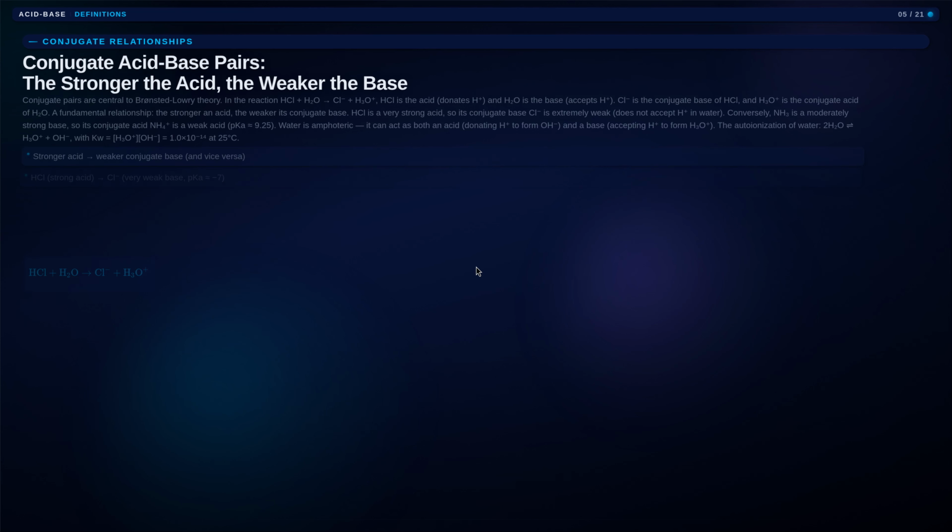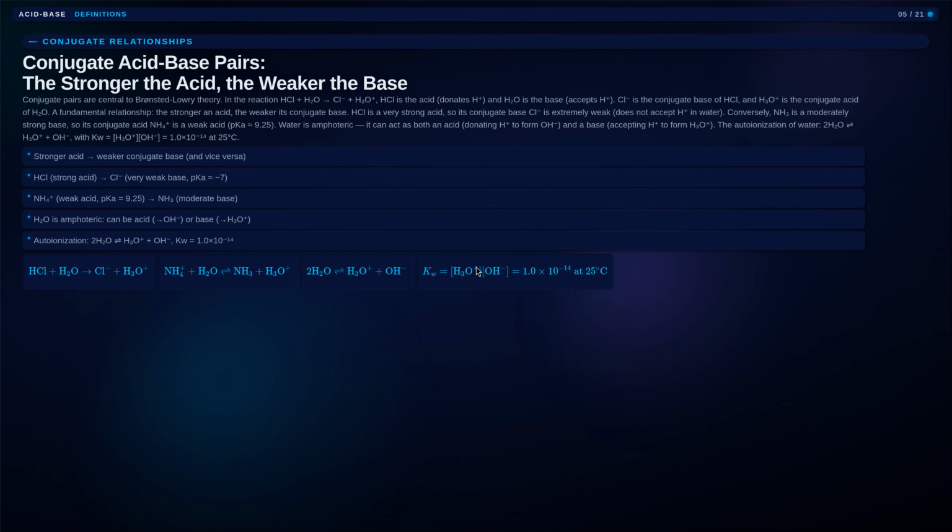Every Bronsted-Lowry acid has a conjugate base, and every Bronsted-Lowry base has a conjugate acid. The two differ by exactly one proton. When HA donates a proton, it becomes its conjugate base, A-. When B accepts a proton, it becomes its conjugate acid, BH+. The conjugate base of a strong acid is a weak base, and vice versa.